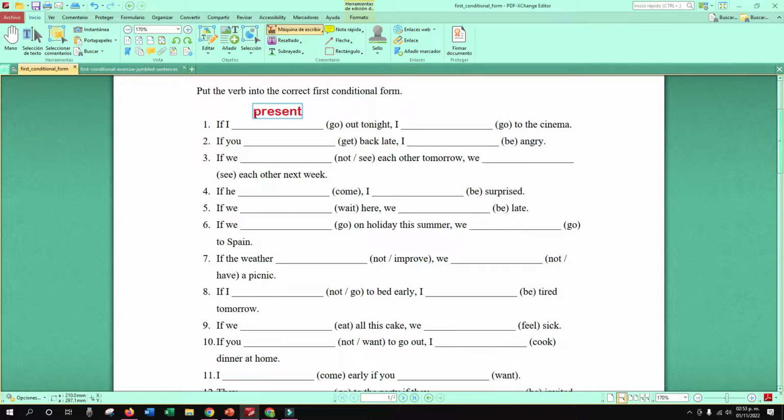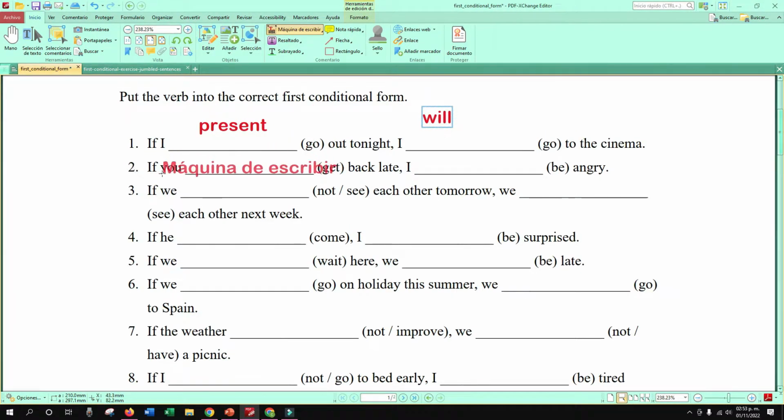Present, right? And in the main clause, or in the result, you're going to use future, will, right? So, if we want to do number one, "if I," we're going to use the verb between parentheses. We have go, and in the main clause, we have go. So, what about this one? If I, that is simple present, if I go out tonight, I, in the future, right, I will, what? We need the verb, so I will go to the cinema, right? So, first present, then future, will, right?